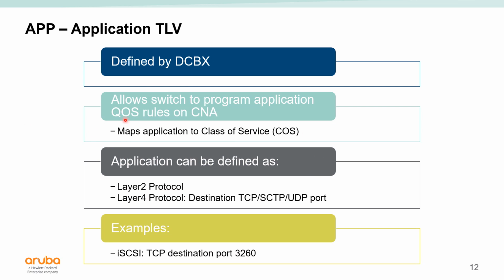And this is a really important TLV, which is the TLV that's used to actually tell the other switch how to mark the traffic. So in this example here at the bottom, we're telling the switch, send us all of your iSCSI traffic with a TCP destination port of 3260. That's how we're going to select the traffic. And we're going to tell it, when you send it to us, mark it with an 802.1p value of 4, for example.